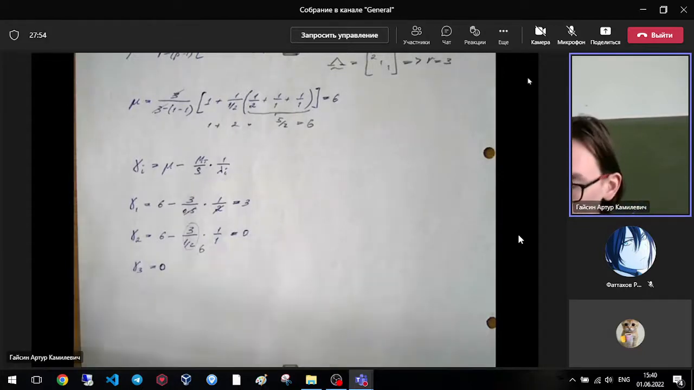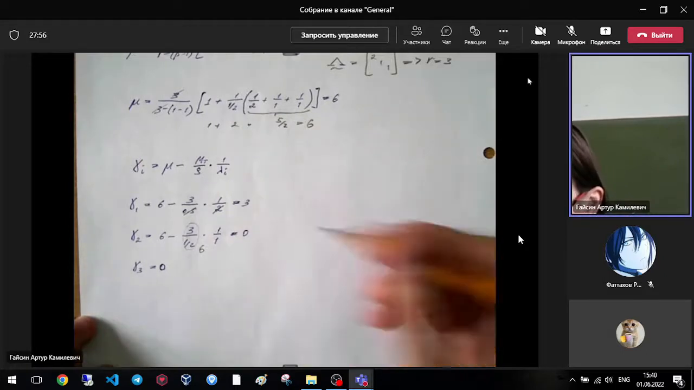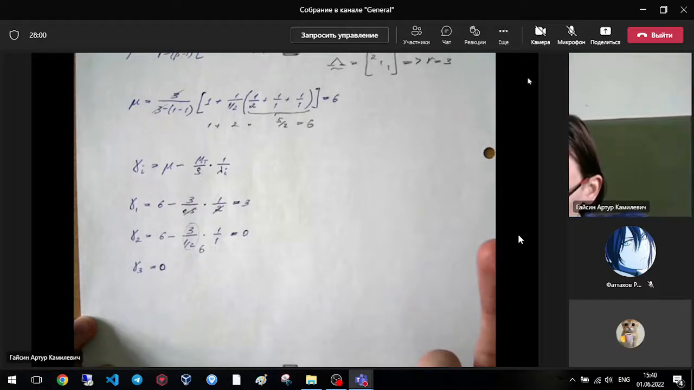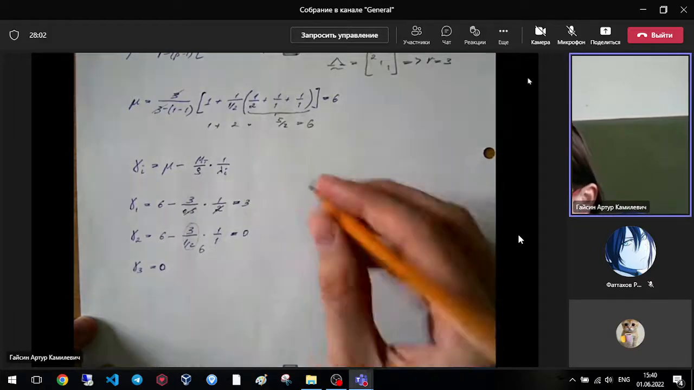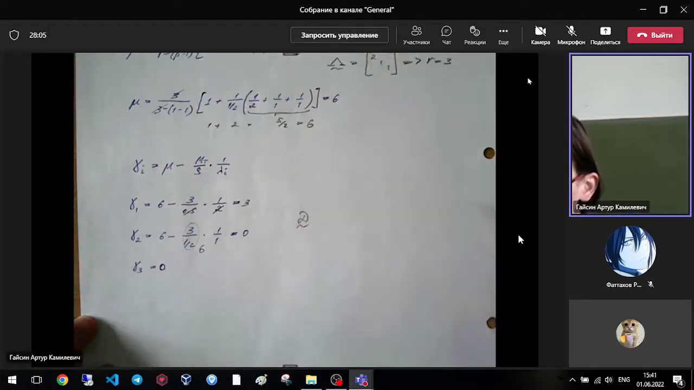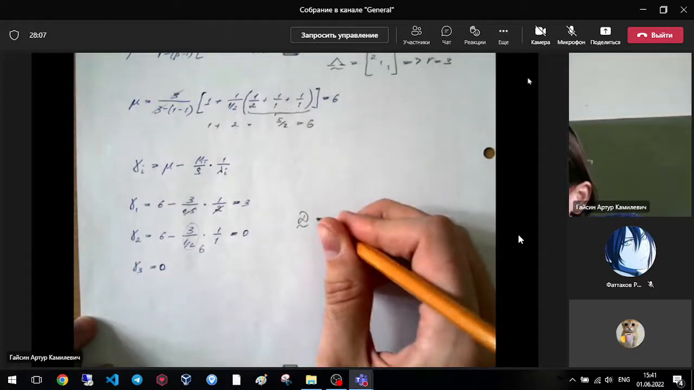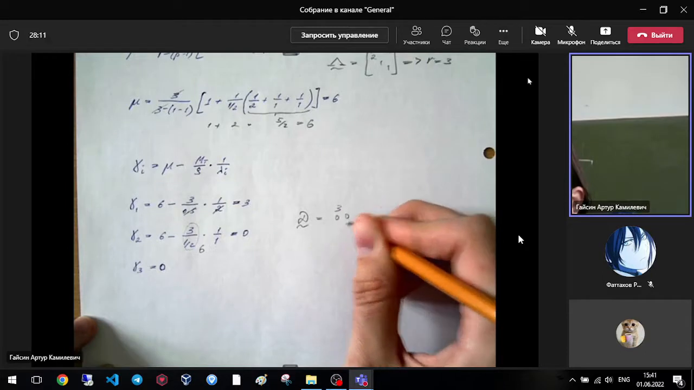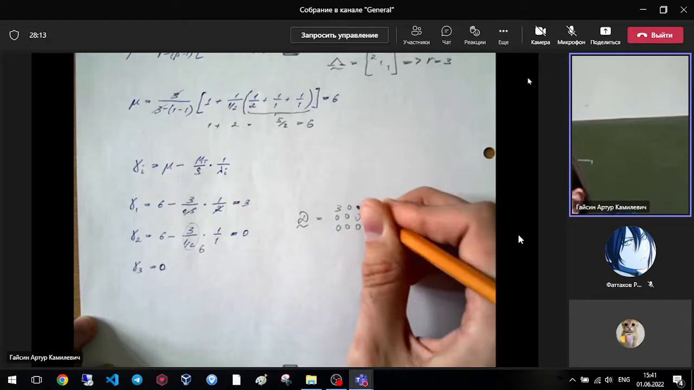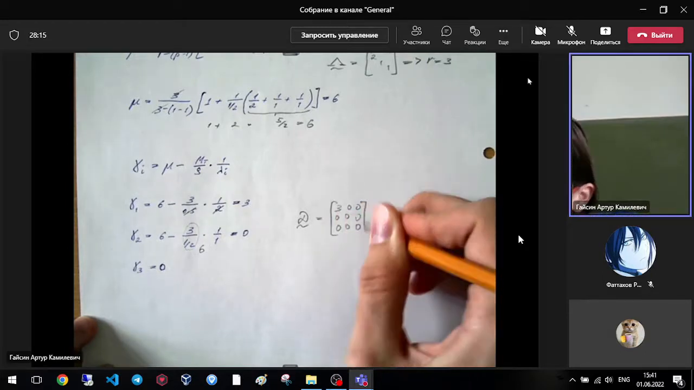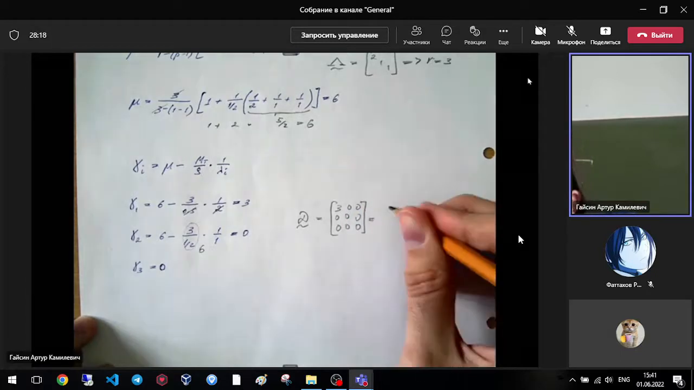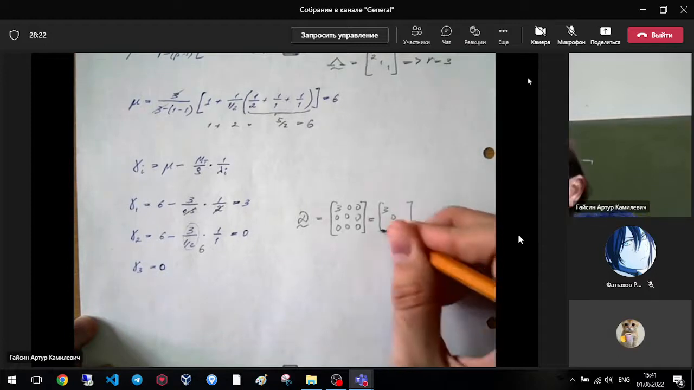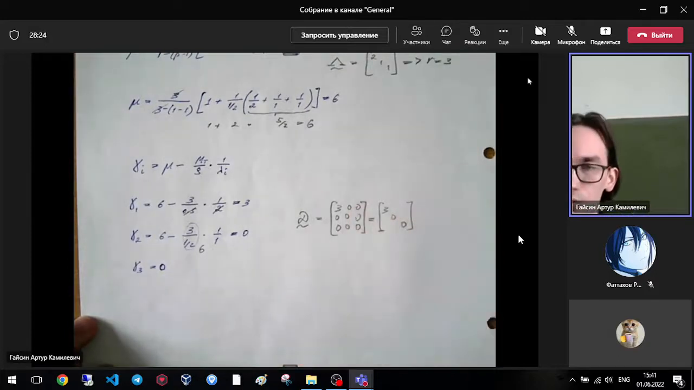So you can see that this is the final answer, but you can also write it as the power allocation matrix D is equal to 3, 0, and 0. And of course, you can also put zeros here. But it is maybe enough if you write it as a diagonal matrix, like this one, without these additional zeros.